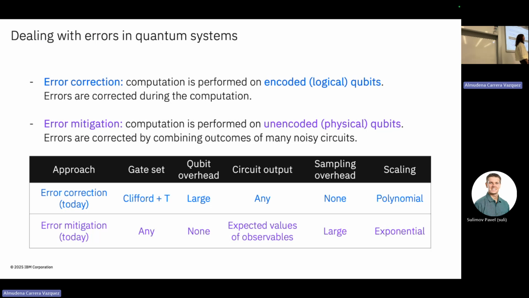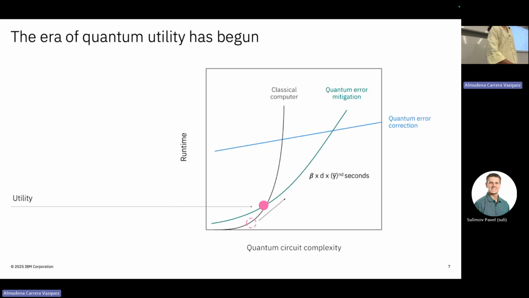Then as for the sampling overhead, error correction has none, but error mitigation is where you have to pay the price. I mentioned that you need to combine many noisy outcomes, and this is where the overhead comes from, and it is large. Now, how large are these two? In the case of error mitigation, it's exponential in the number of qubits, and in the case of error correction, it stays polynomial. So in the long term, error correction is the goal, but at the moment, we can only afford error mitigation. And here is a bit of a hand-wavy graph, but I like it because it gives a good intuition of how these methods compare.